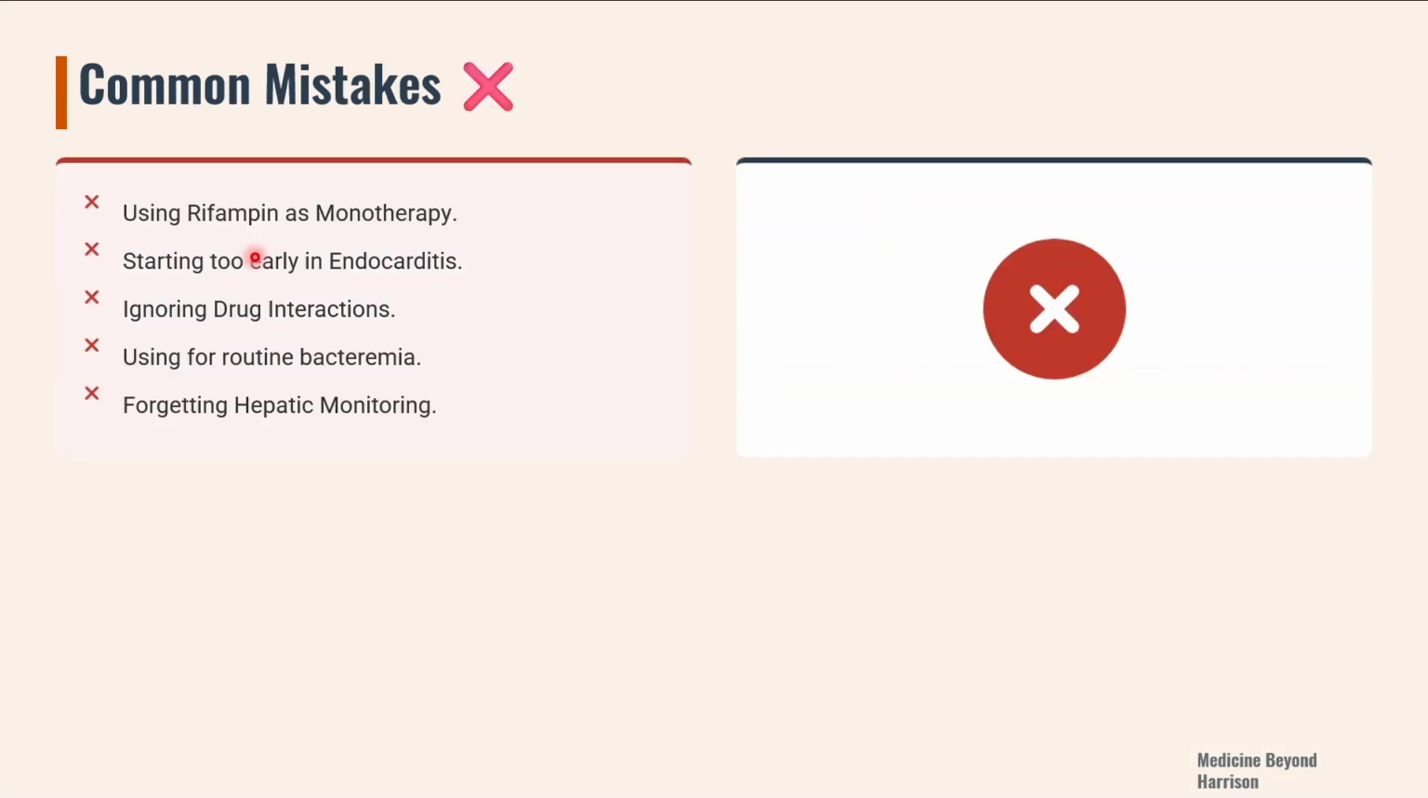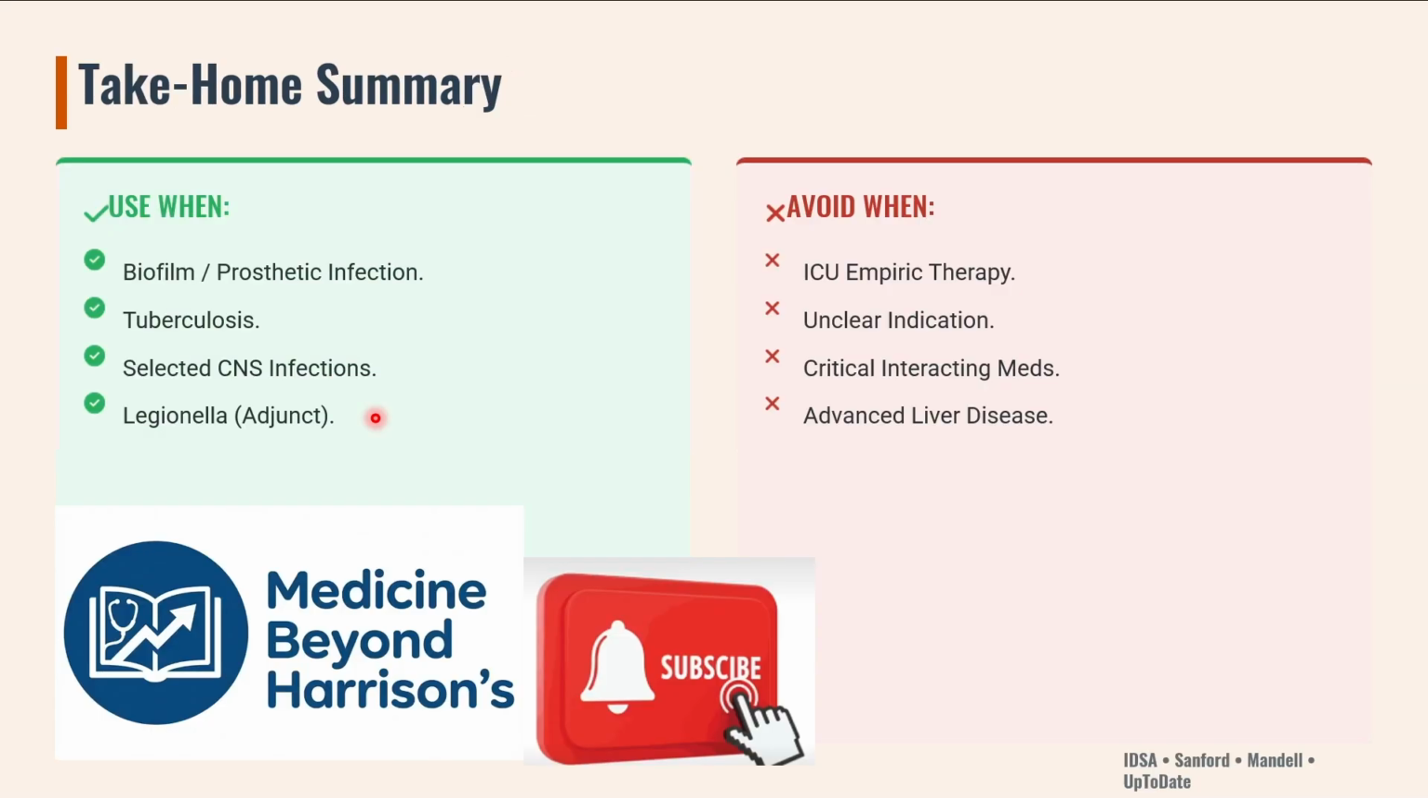Common mistakes: using rifampicin as monotherapy is a blunder. Starting too early in endocarditis is again a major blunder, even for prosthetic device-related endocarditis. Don't go for rifampicin early. After 3 to 5 days of appropriate bactericidal therapy, you can go for it. Ignoring drug interactions is another major blunder; the patient may even succumb to multi-organ dysfunction. Using it for routine bacteremia is always discouraged. Forgetting hepatic monitoring is again discouraged. You should do hepatic monitoring initially at 3 days, then after 1 week, then after 3 weeks, then whenever possible at 3-week intervals.